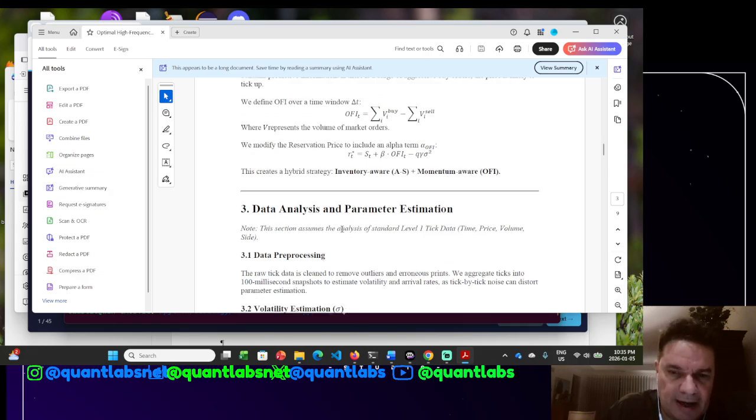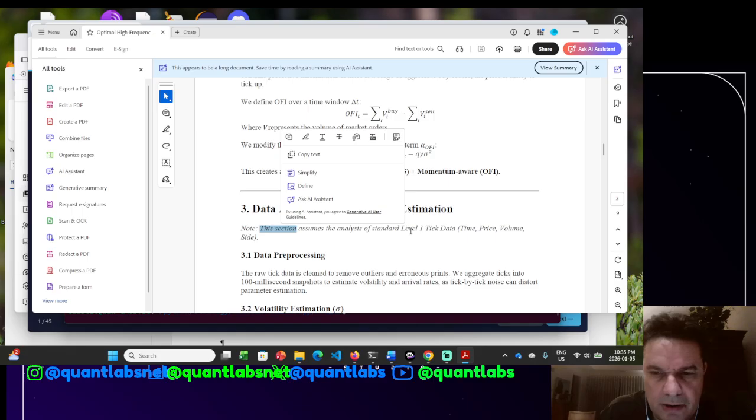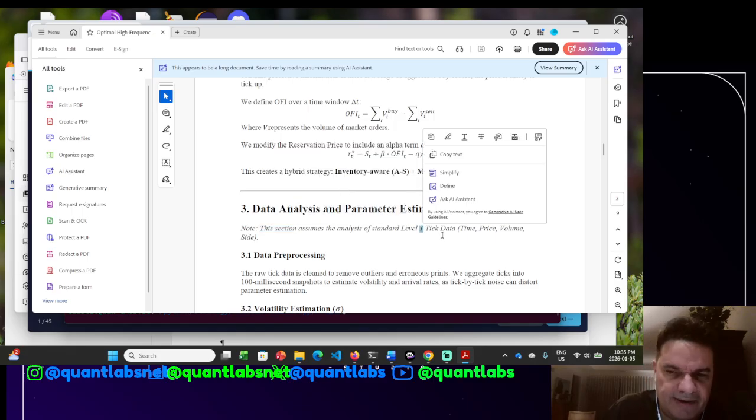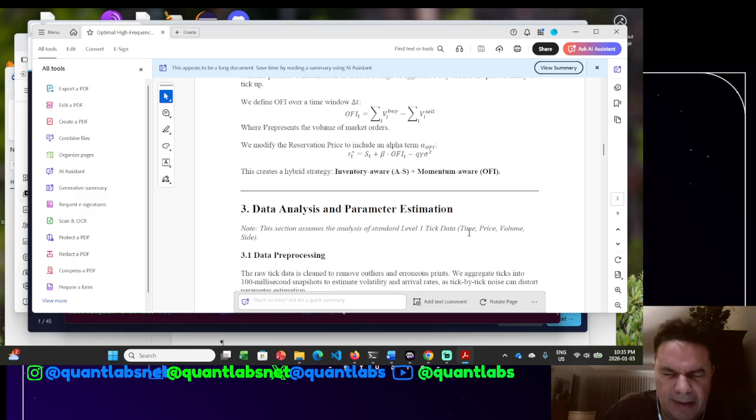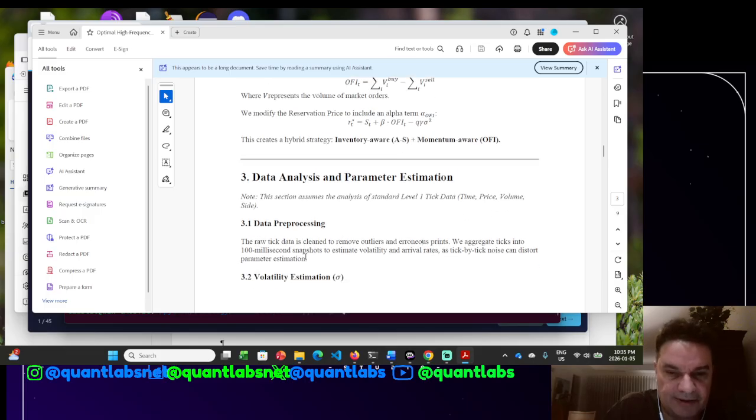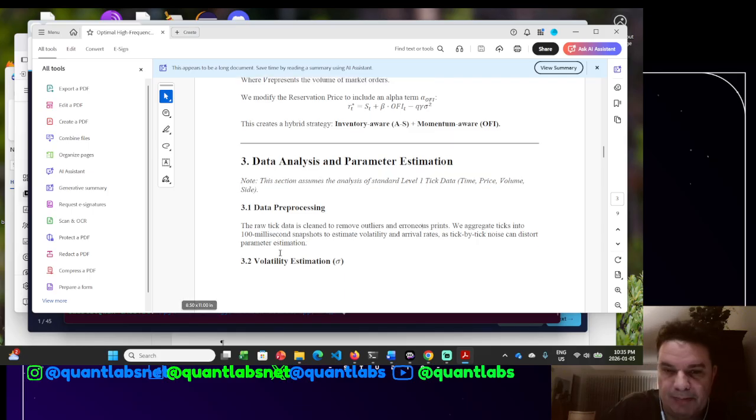So, the data analysis and parameter estimation. Now, as I said, we are able to generate our level one tick data. I've shown that with two days' worth in early January. In there, you get time, price, volume, and the side, whether it's buy or sell, long or short. And in data pre-processing, we have to remove erroneous outliers and erroneous prints.